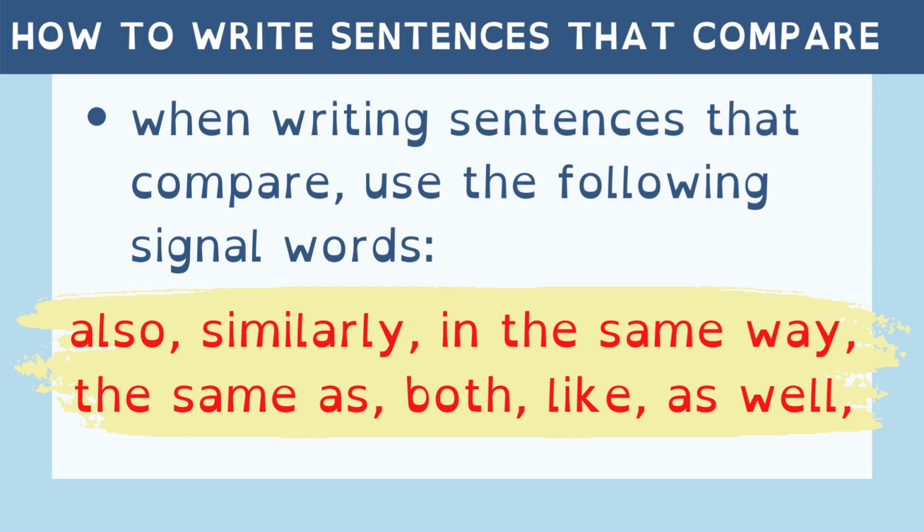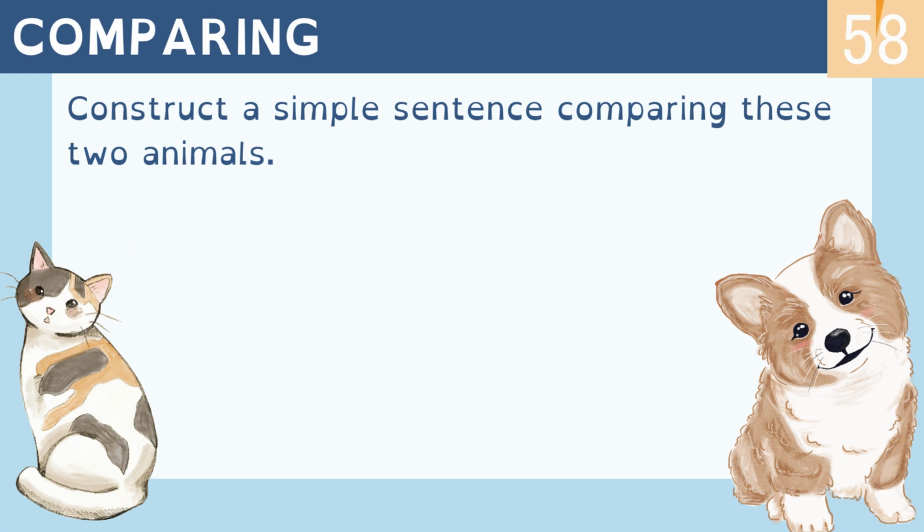And it's also important to note that we should be able to describe the characteristic of the topic or the idea, aside from using the signal words. Now, let's put this into practice. I have here the two most favorite pets in the whole world. Now, let's think and try to construct a simple sentence comparing these two animals.